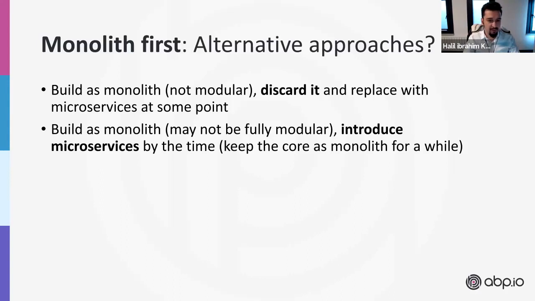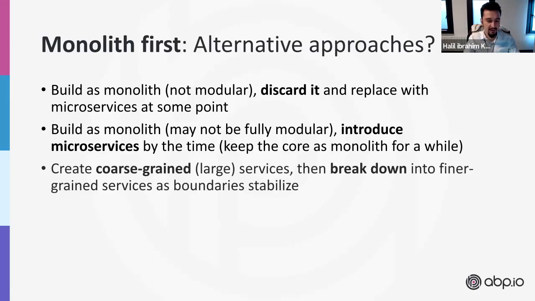Another approach can be creating the monolith and then converting it to a microservice system by keeping the existing code and introducing microservices over time. Another can be to start by separating your system into services, but not too many services, maybe 5 or 6 big services in the beginning. Then you break down into finer-grained services as your boundaries stabilize, as your business requirements become clear.